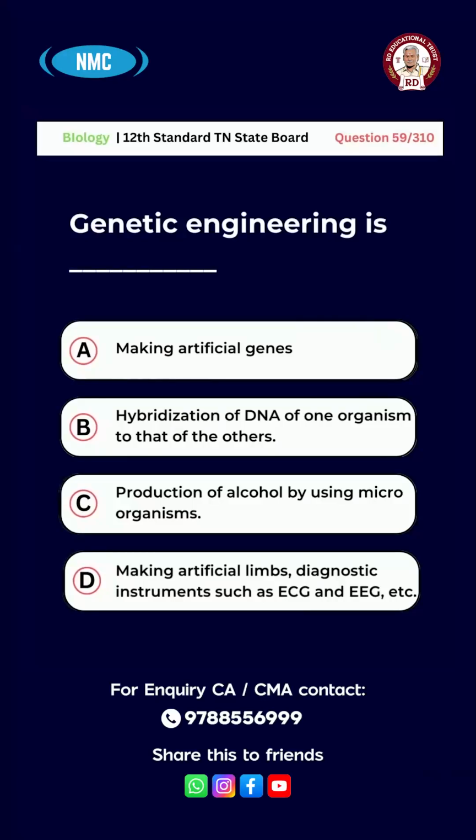Question number 59. Genetic engineering is: A. Making artificial genes. B. Hybridization of DNA of one organism to that of others. C. Production of alcohol by using microorganisms. D. Making artificial limbs, diagnostic instruments such as ECG and EEG, etc. And the right answer for this question is option B, hybridization of DNA of one organism to that of others.